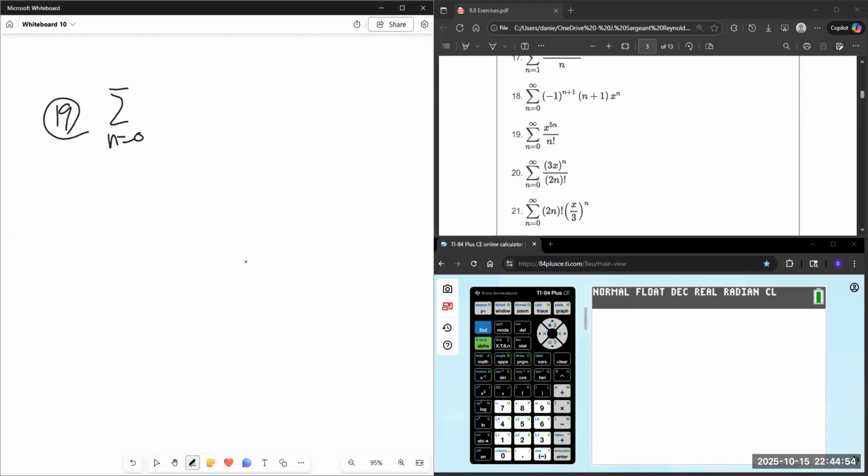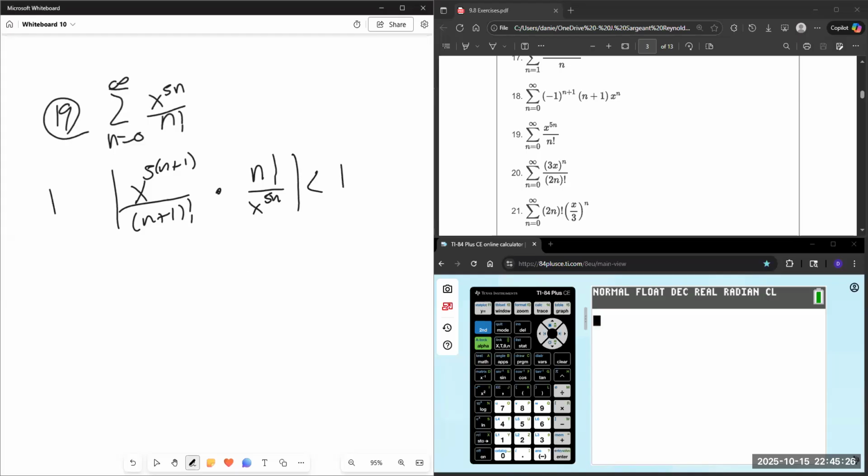Summation n equals 0 to infinity, x to the 5n over n factorial. That n factorial keeps me from using the geometric series test. So I'm going to instead use my ratio test: x to the 5 times n plus 1 over n plus 1 factorial, times the reciprocal here, n factorial over x to the 5n. These are in absolute value bars, less than 1. Limit as n goes to infinity of this.